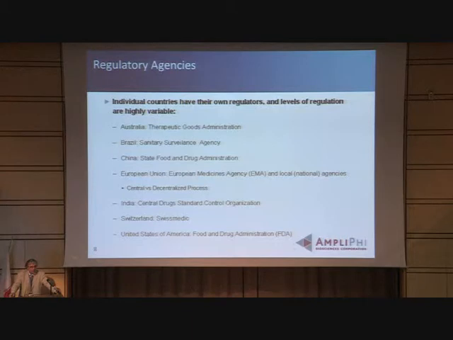This is just a list of examples. In Australia, we have the Therapeutic Goods Administration. In Brazil, the Sanitary Surveillance Agency. China has got their own FDA, who have a very different policy towards rooting out issues within the FDA, which on occasion involve shooting the person who heads it. That hasn't yet been followed in the US.